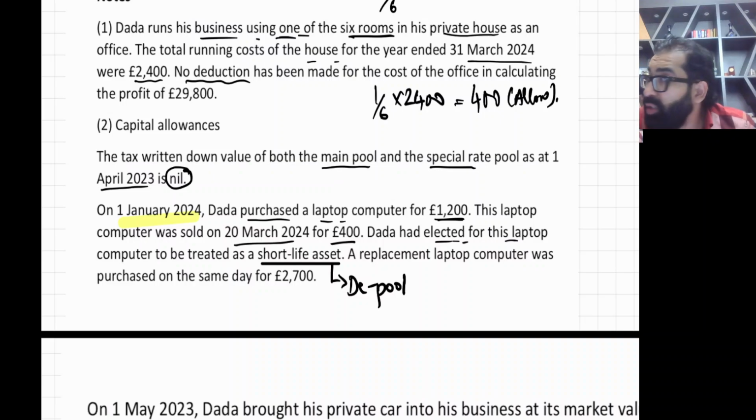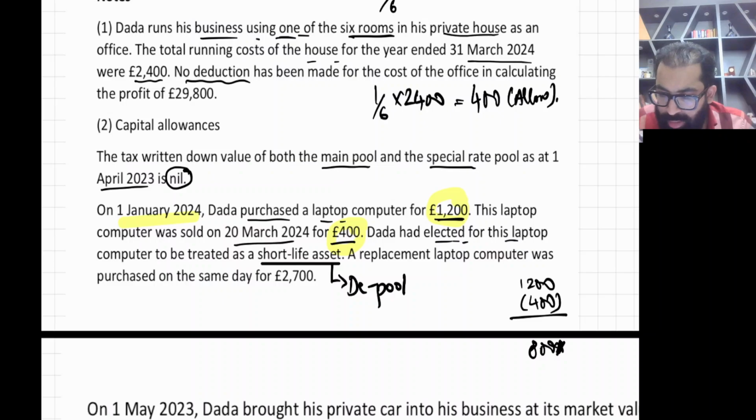So now just think about real depreciation. Listen, you bought an asset for 1200 and you sold it for 400. So how much is the real depreciation? 800. Yes, 800 is the real depreciation. This is called balancing allowance.